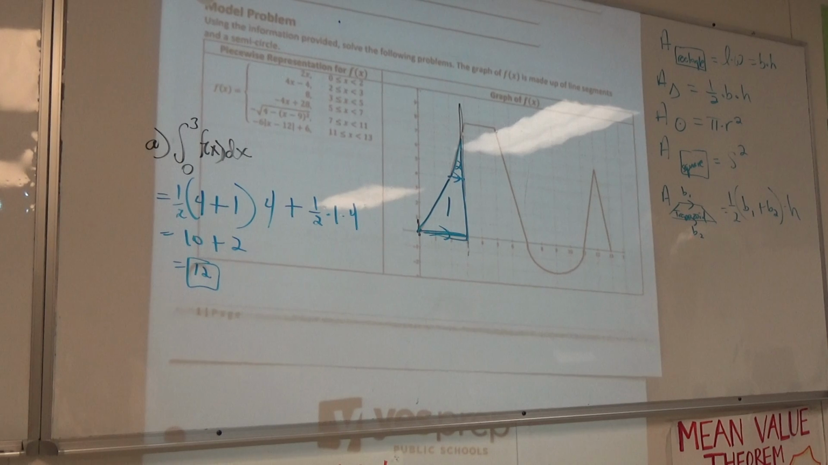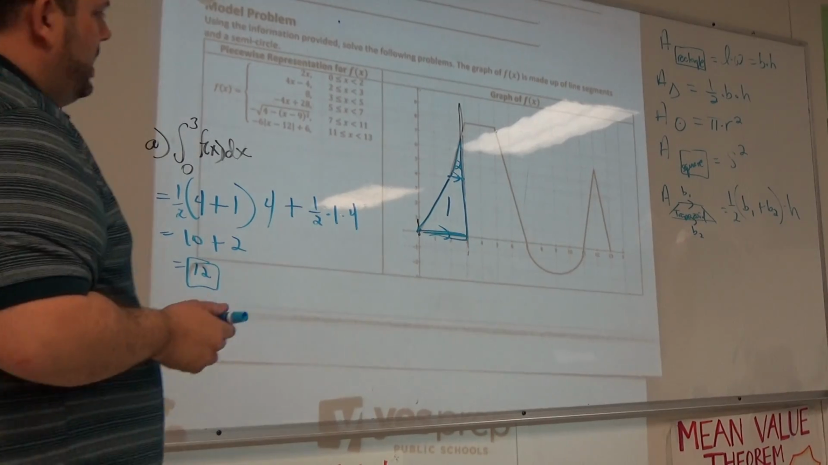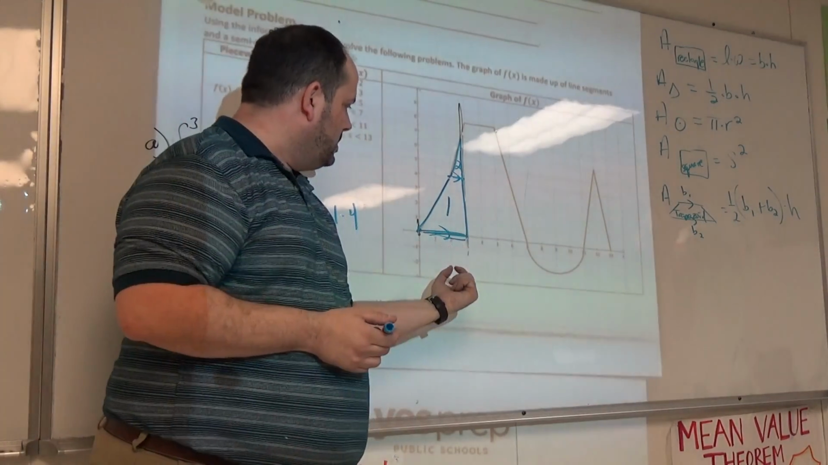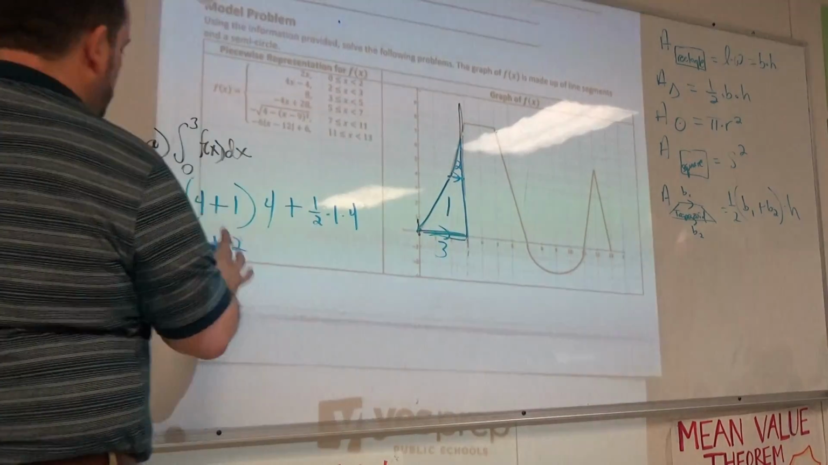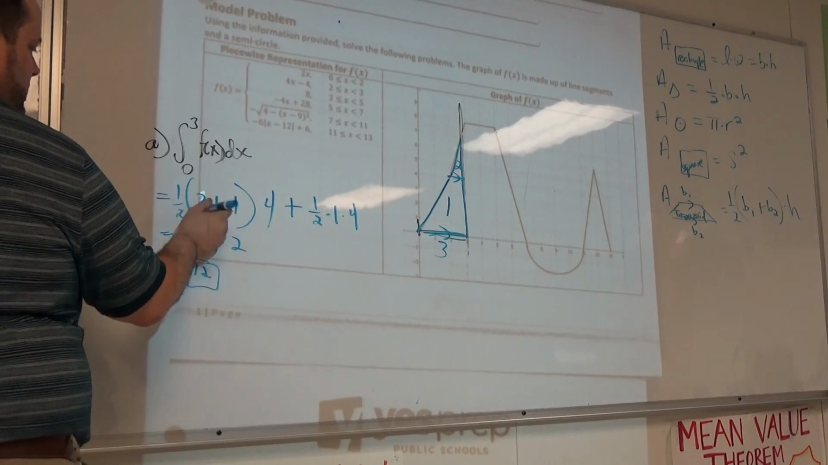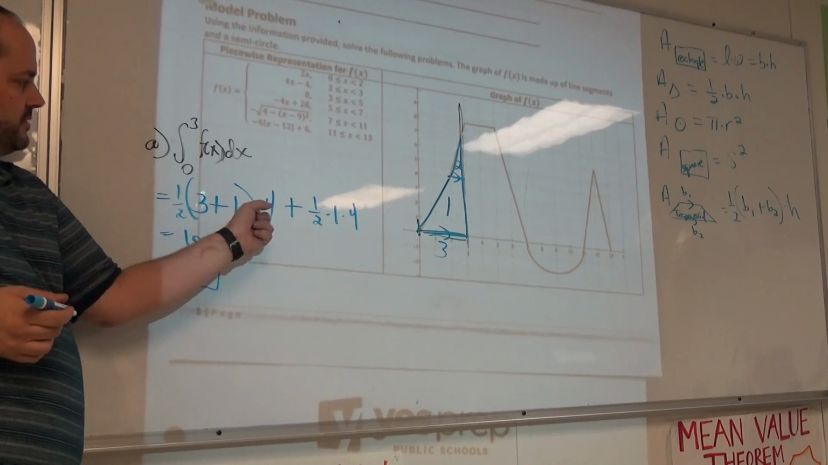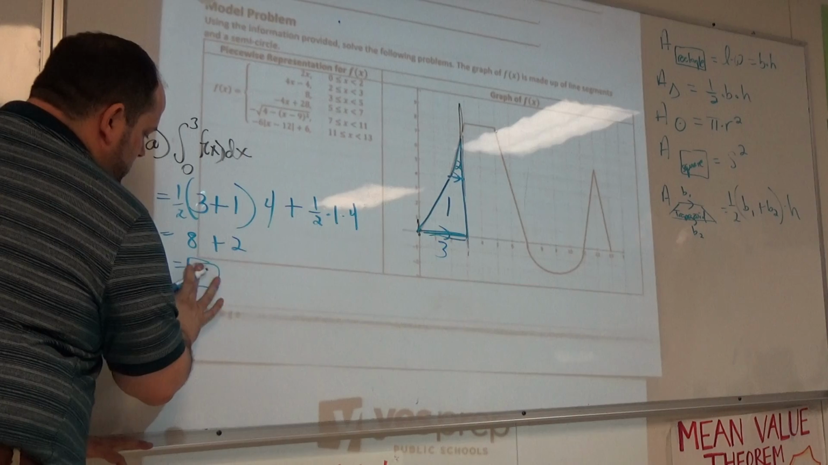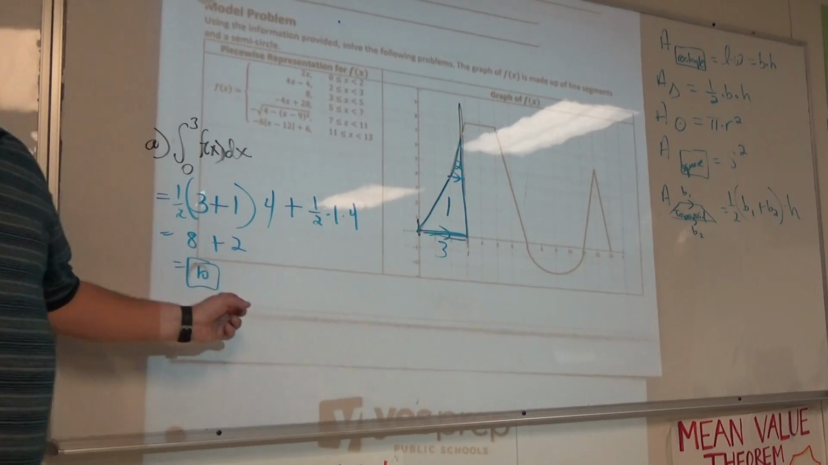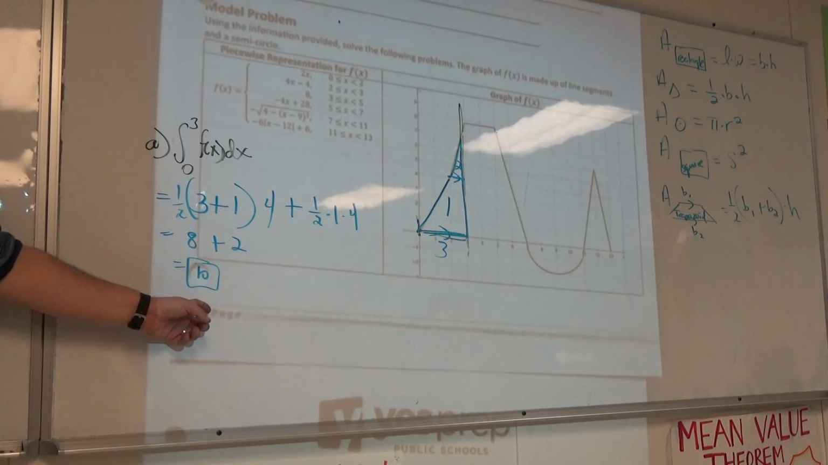Oh. I've got 12. Did I do something wrong? Oh, I mean the area. Isn't it the area of the trapezoid? Area of the trapezoid. Oh no, that's not 4, is it? That was my mistake. That's 3. Okay. Sorry about that. 3 plus 1 is 4 times 4 is 16. Cut that in half is 8. So we've got 8 plus 2 is 10. How many guys came up with 10?